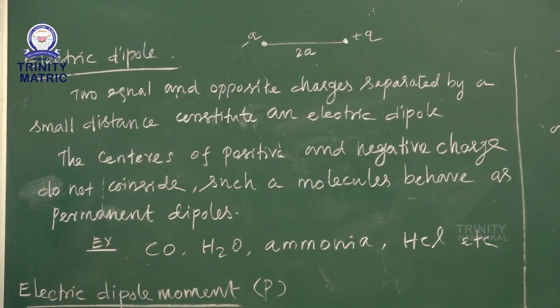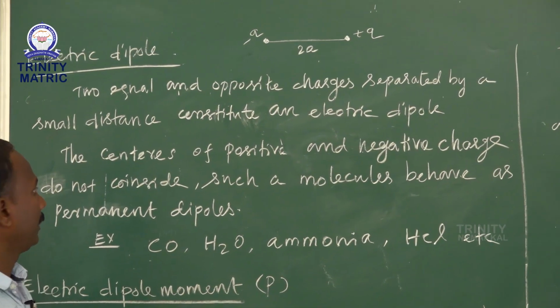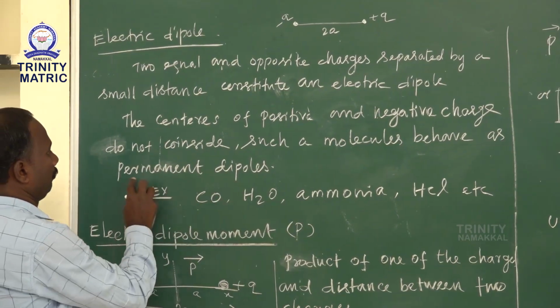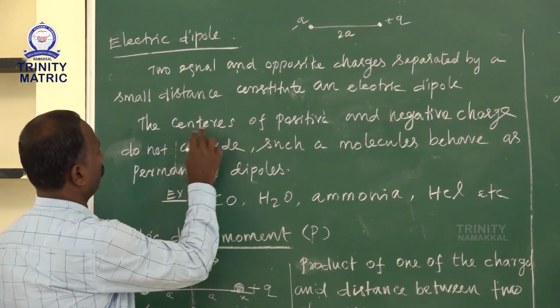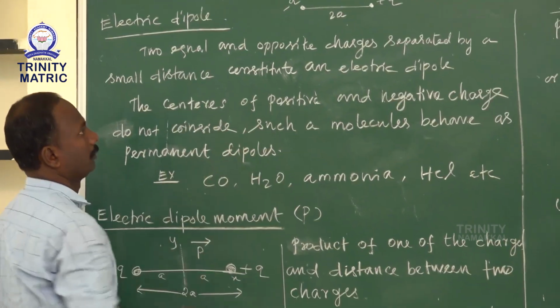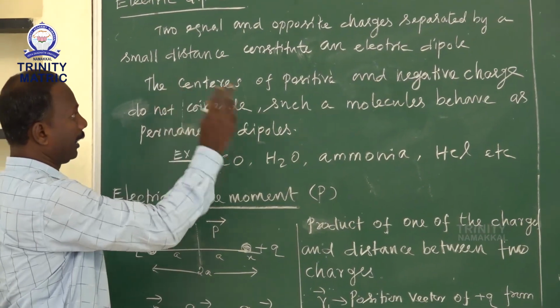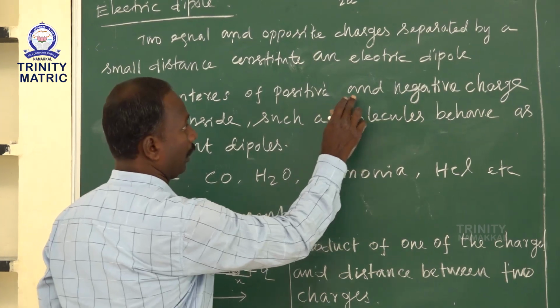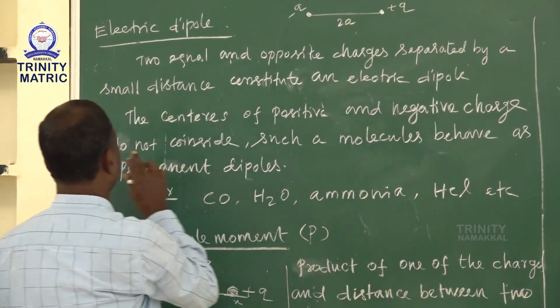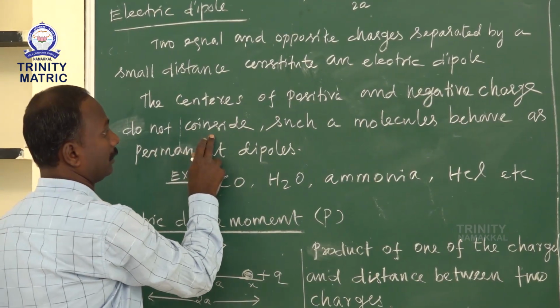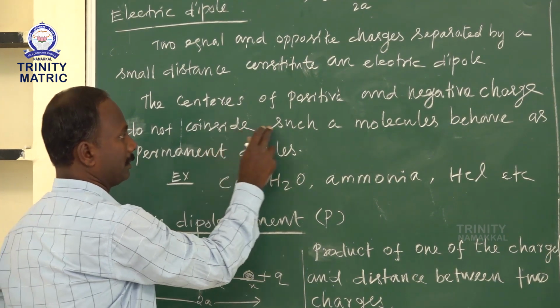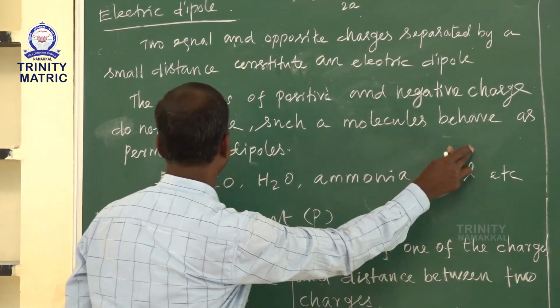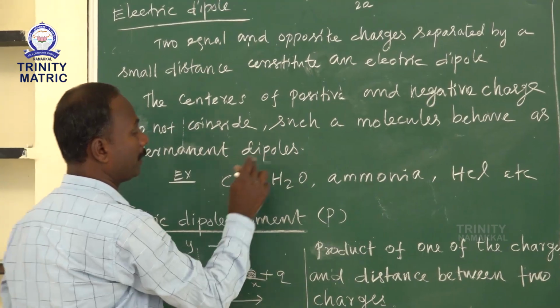We have two types of dipoles. One is the polar dipole. In such molecules the centers of the positive and negative charges do not coincide with each other, and they behave as permanent dipoles.